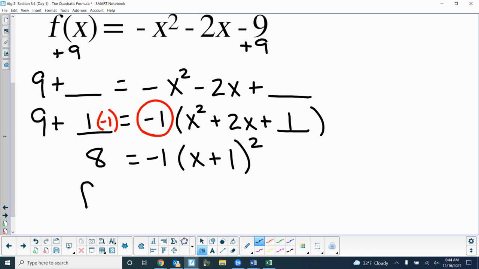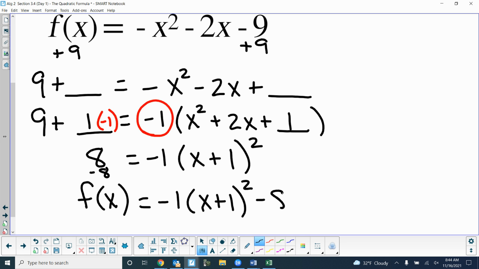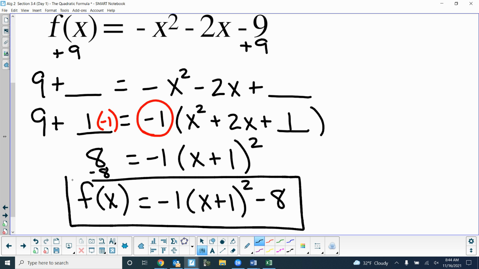Okay, so to write it in vertex form now, we can go back to our original f of x, negative 1, x plus 1 squared. How do I move the 8 back over? Subtract it, right? So when I subtract the 8, I have it in vertex form now. And now you can also tell me that the vertex is what? Right, negative 1, negative 8.